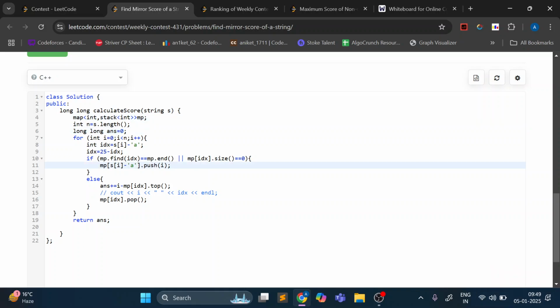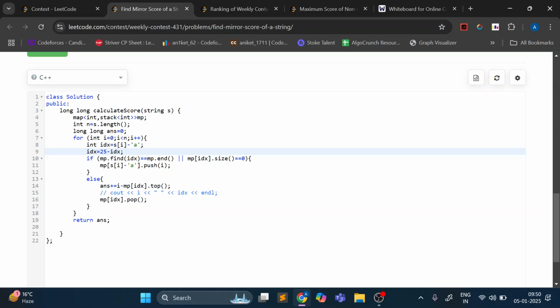Then I have declared an answer variable to store score. First of all, I'm finding its index in alphabetical order. So S of I minus A. If it is A, it will give me 0. If it is B, it will give me 1. If it is Z, it will give me 25. Now to find its mirror, I'm just taking 25 minus IDX and storing it in IDX itself.